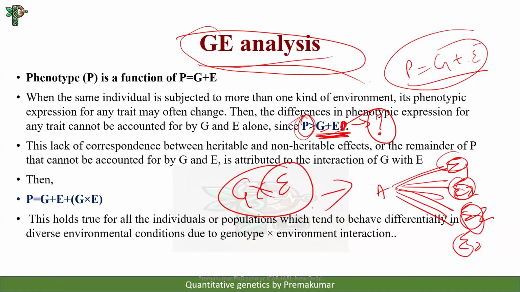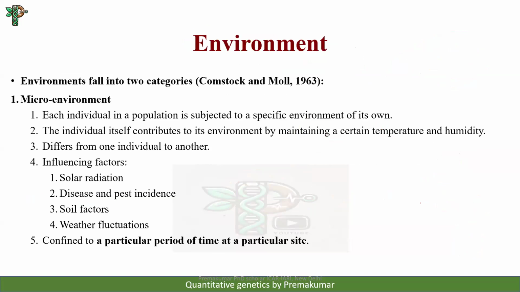We should properly estimate the G into E interaction. Then only can we properly estimate all the genetic parameters. Before going to understand what is G into E interaction, we must understand what is environment. There are two types of environment, microenvironment and macroenvironment. First we'll discuss microenvironment.